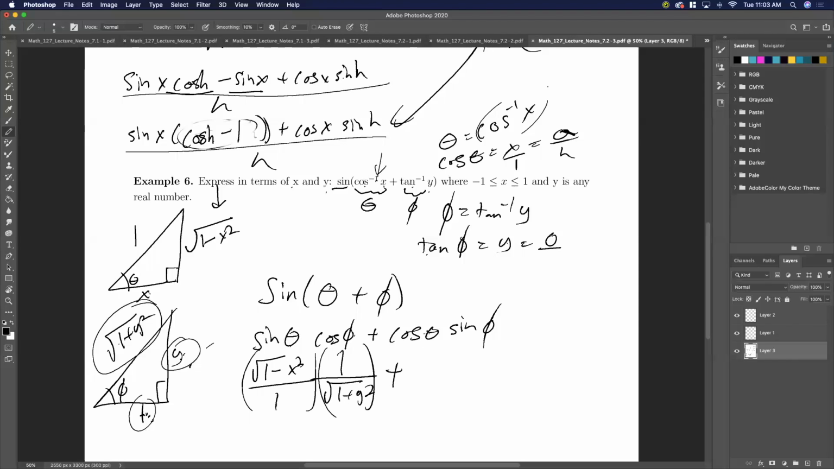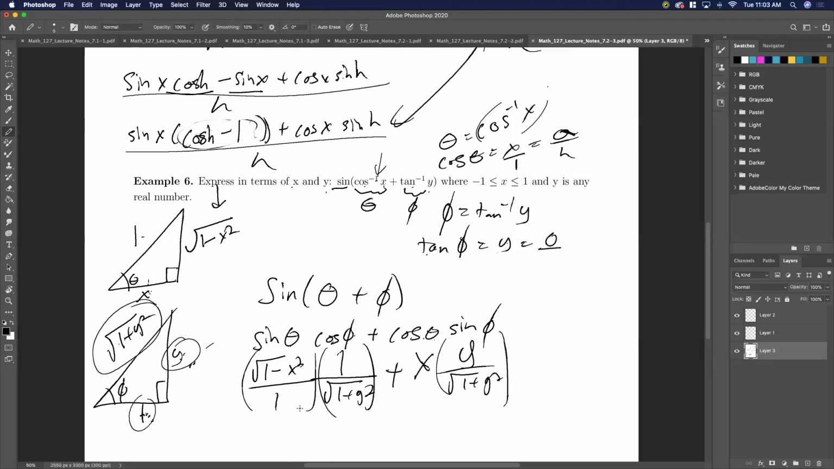I'm going to add that to cosine of theta times sine of phi. Well, cosine of theta is just x, and that's what it was here. Sine of phi is y, opposite over the hypotenuse, so it'll be y over the square root of 1 plus y squared. Now, it looks like a big, huge mess, and it kind of is, but that's okay.